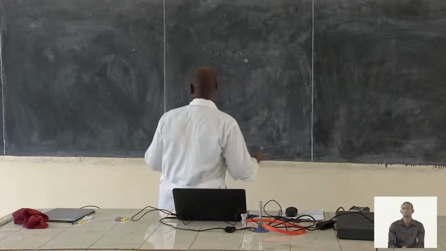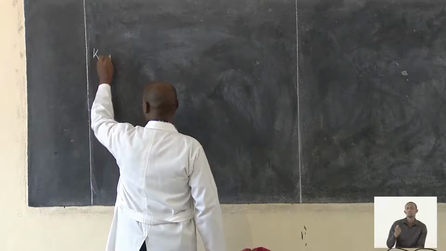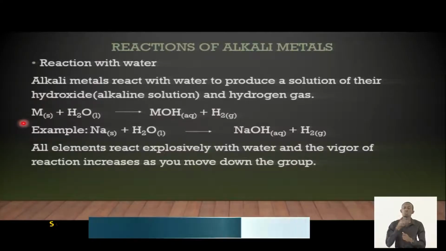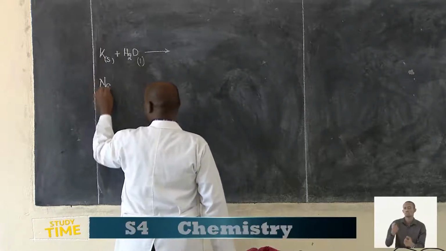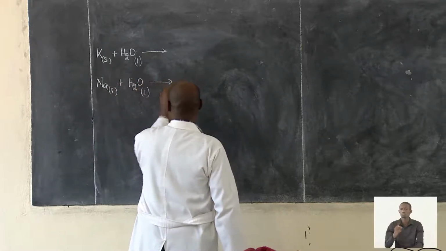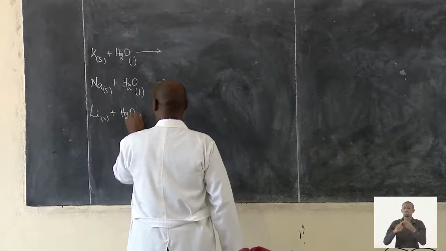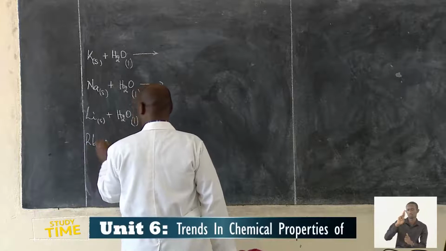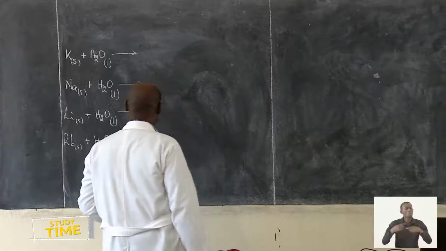Now let's have some more examples. We have potassium reacting with H2O in the liquid state. What will be the product? We have sodium here. That is the example we have used. I'm writing it again so that we can get it balanced. We also have lithium in the solid state reacting with water. What will be the product? And you can also use rubidium. Remember, as we move down the group, the reaction becomes more and more vigorous and more dangerous.